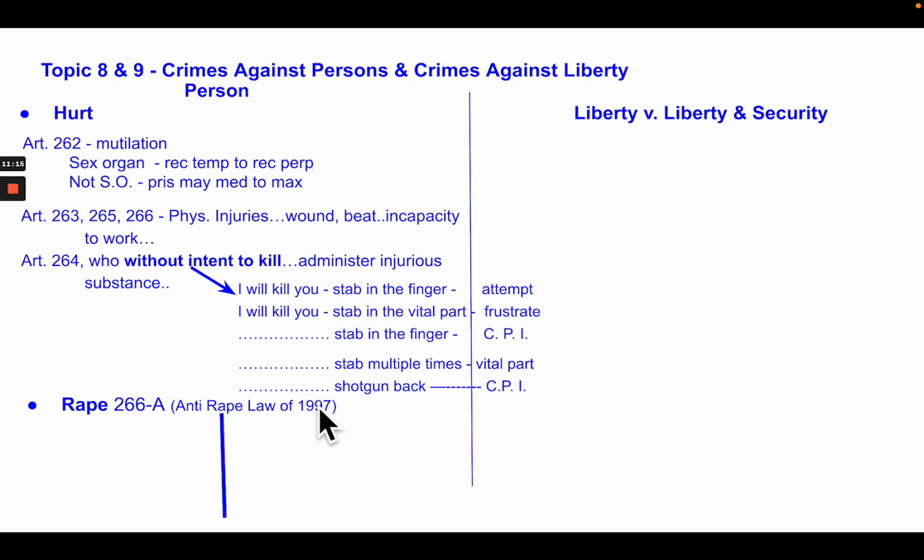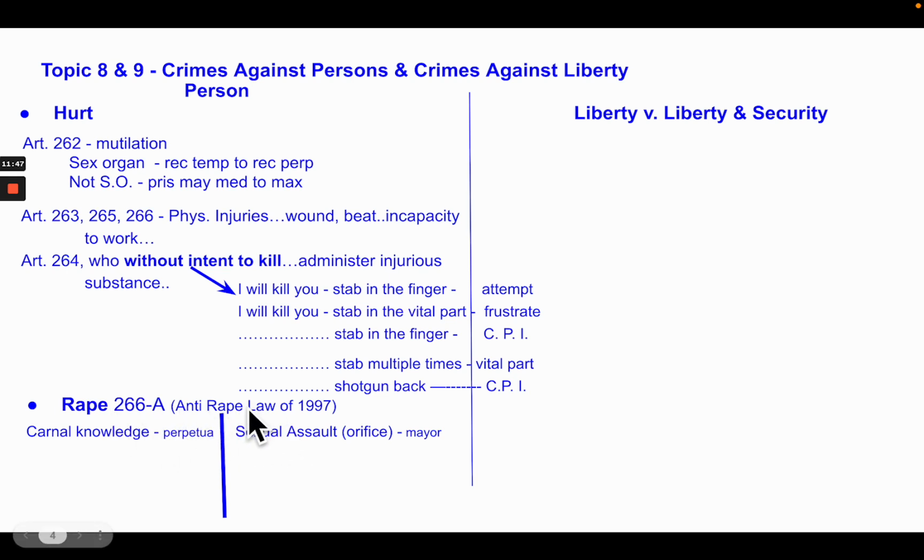Like I said, in the Revised Penal Code, rape was not part of crimes against persons, not until 1997. Now, in the Revised Penal Code before 1997, we know that rape is all about carnal knowledge, meaning the penis touching the labia, under circumstances when there is no consent. That's the idea of carnal knowledge under the Revised Penal Code. And the penalty is reclusion perpetua.